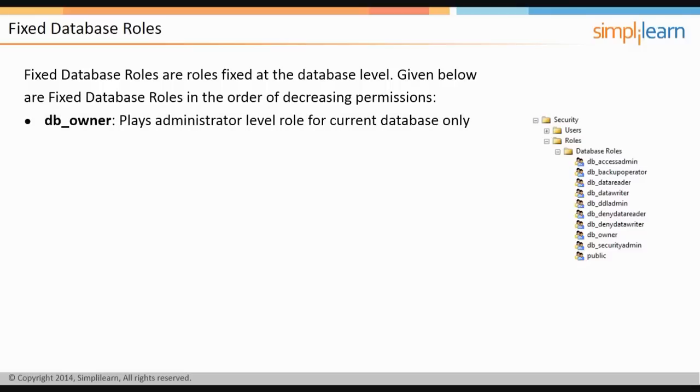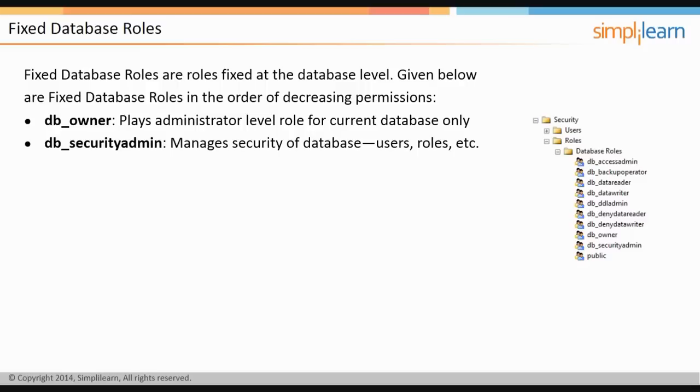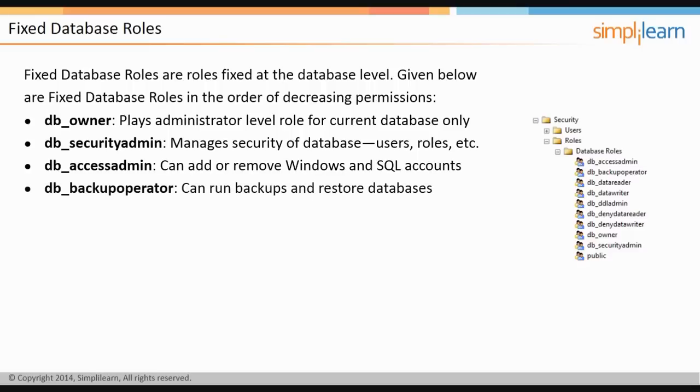This is like the system administrator for the database, and members of this group have full access to everything in the database. The next role is called the DB Security Admin. As the name suggests, it can manage the security of the database, including managing logins, roles, and memberships. The DB Access Admin role allows adding or removing both Windows and SQL accounts from the database. The DB Backup Operator role allows its members to run backups and restore databases to the server.